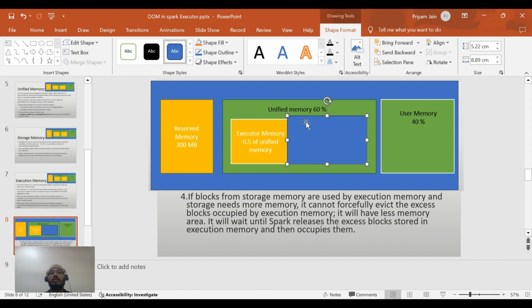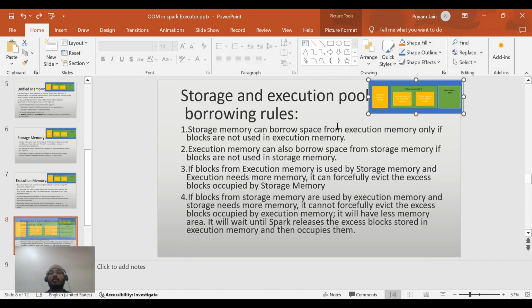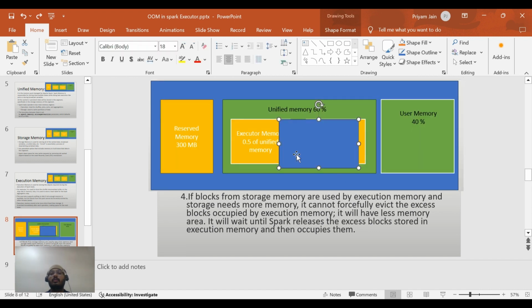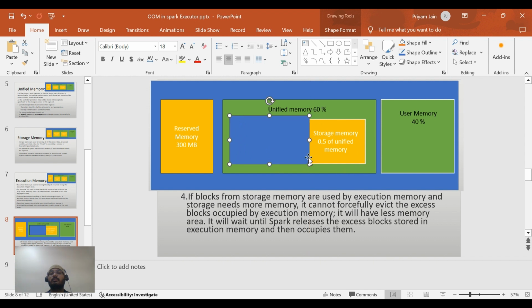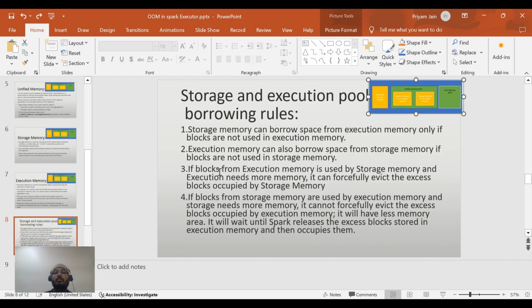And similarly the second step: execution memory can also borrow space from the storage memory if the blocks are not used in the storage memory. So we can see this executor memory requires more space, it can grow bigger and it can consume storage memory. It can be done like this. Then if the blocks from execution memory are used by the storage memory and execution needs more memory, it can forcefully evict the excess block occupied by the storage memory.